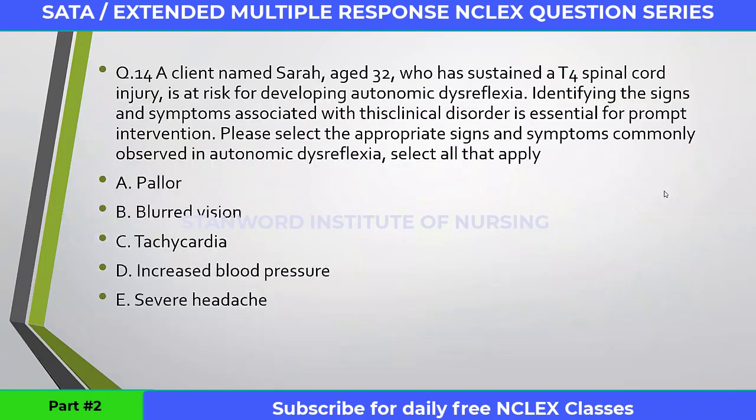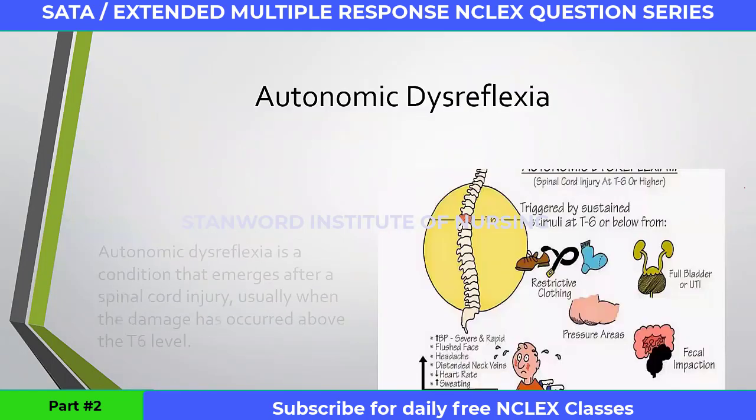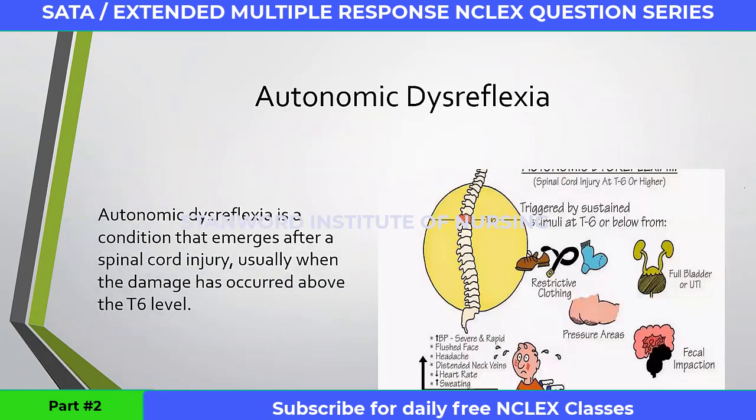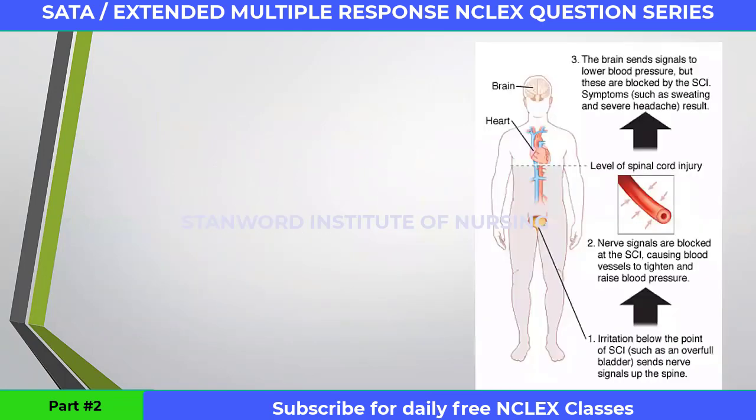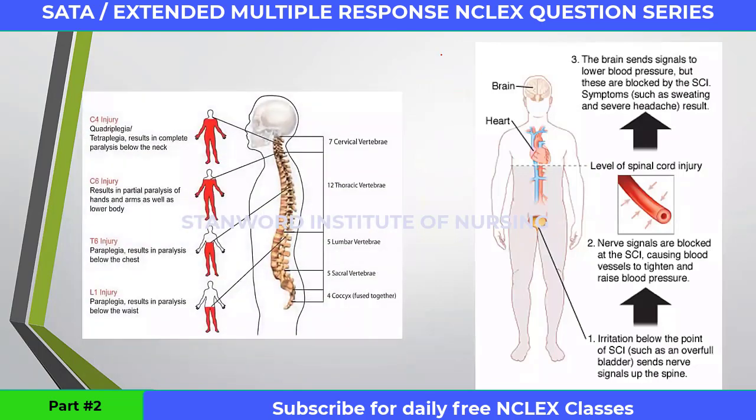So now come to the question here. Hopefully you have cleared up some things. Okay. So you can easily see here a T6 injury resulting in paralysis below the chest. In this common diagram I have explained the C4, C6, T6 and L1 injuries. And you can see the concept of hypertension. You can see the irritation below the point of the spinal cord injury, and that leads to nerve signal blockage up to the T6 level.